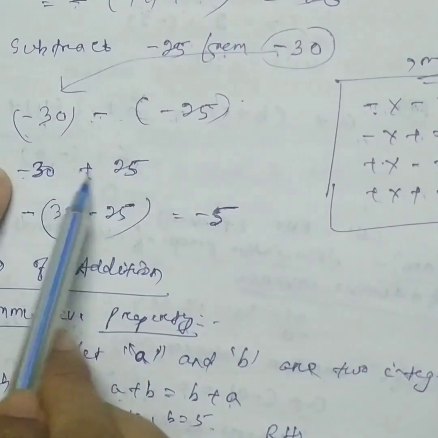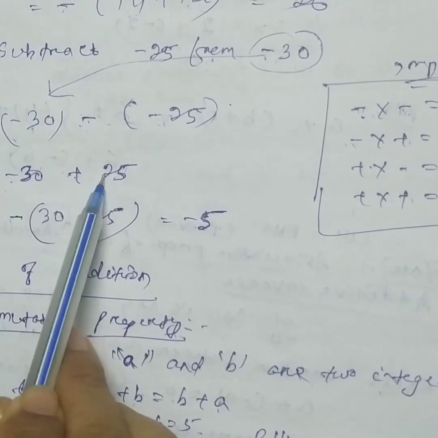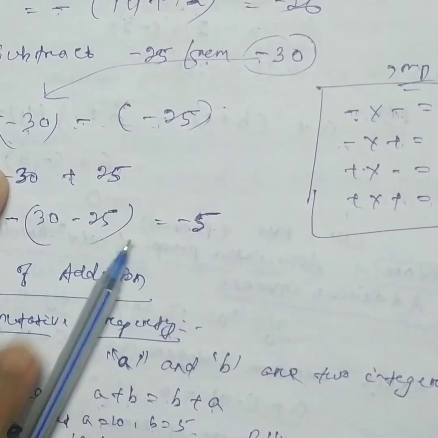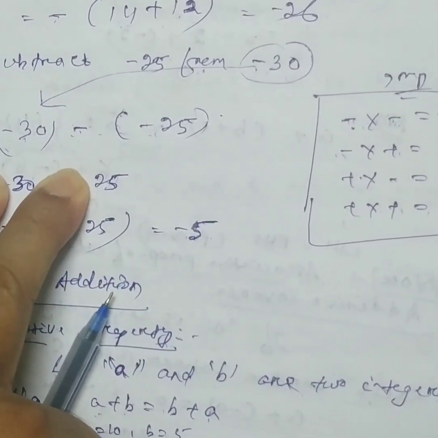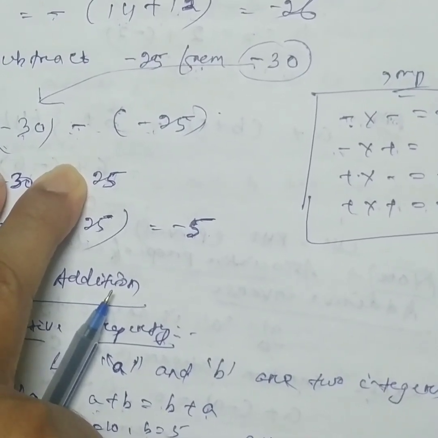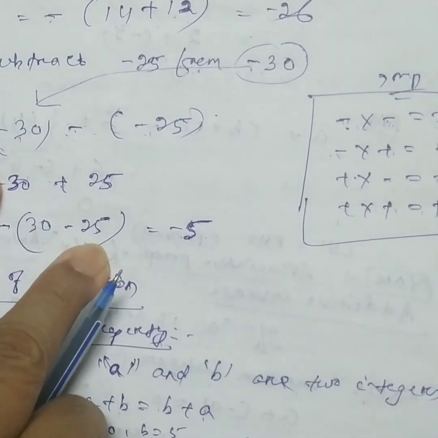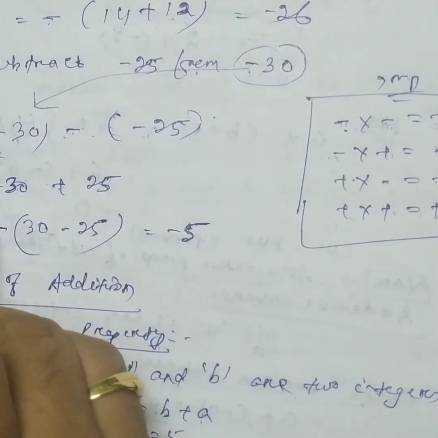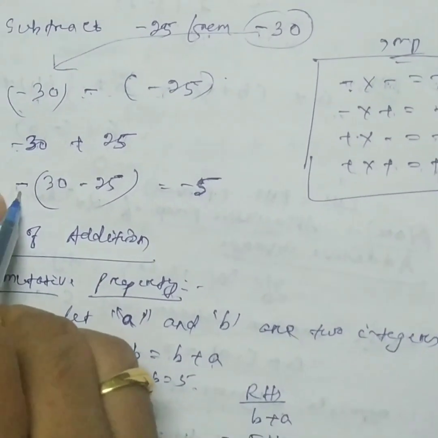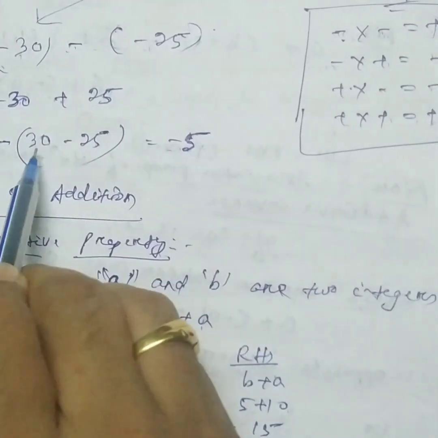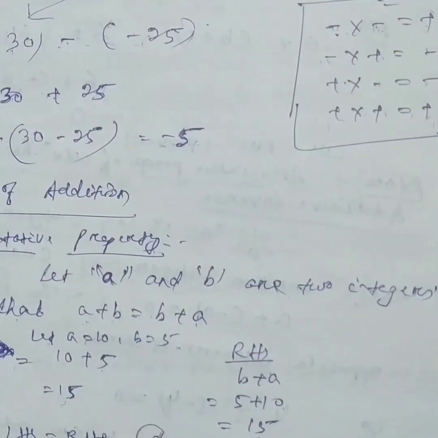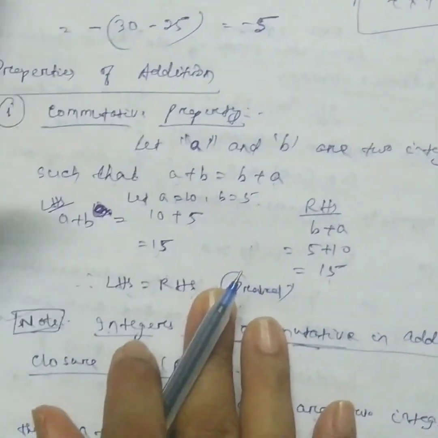Then two opposite integers are there, negative and positive. For some moment you forget the sign of these two. Then which is bigger between 30 and 25? 30. So bigger minus smaller I have written here. What is the sign before the bigger number? Minus. So I have put minus sign here. So minus 5 is the answer: 30 minus 25 is 5, with minus. Okay. This is all about addition and subtraction of integers.